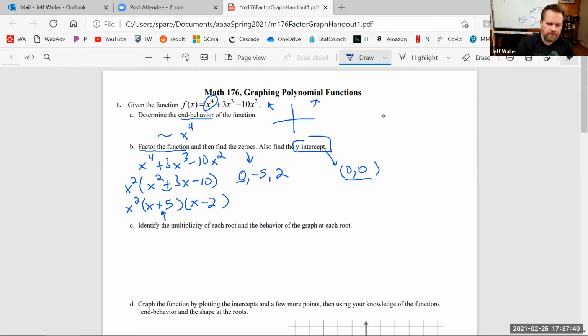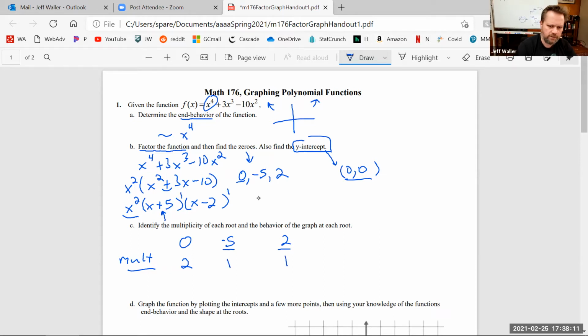What's the multiplicity at each root? What's the multiplicity for the root 0? Where did it come from? 2. So that's got a multiplicity of 2. And the multiplicity for these guys are both 1. I like it. They both came from a power of 1.